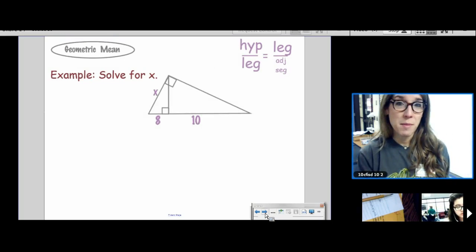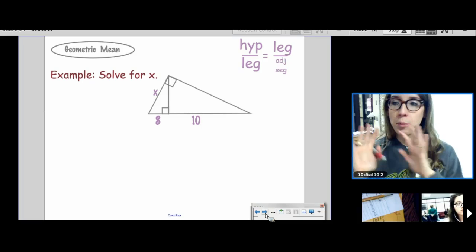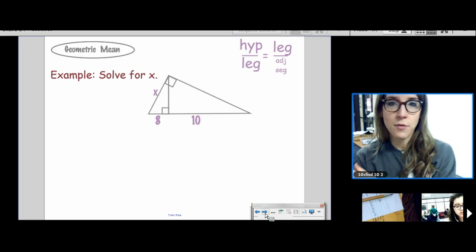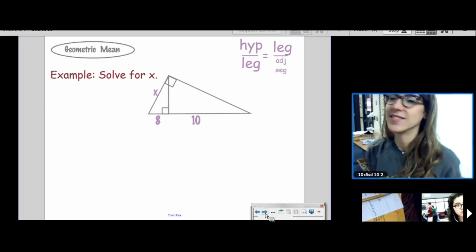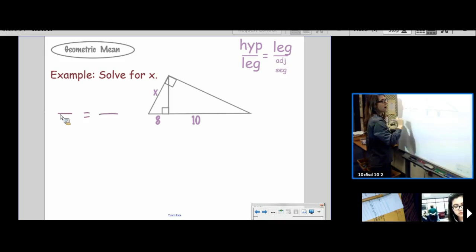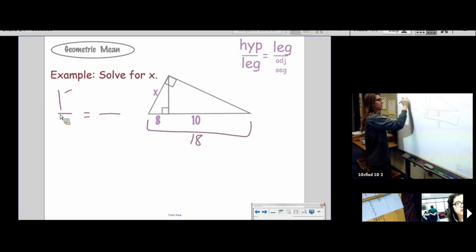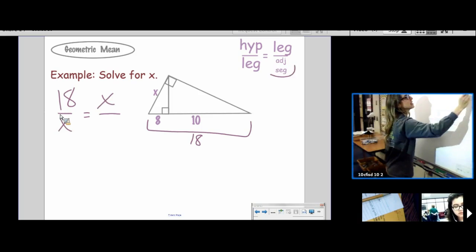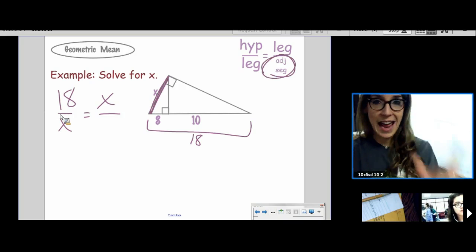Here's the wonderful news. We are not going to make you memorize these proportions. We just want you to know how to use them. So if I project this on the board, if I give you this formula, I just need you to know how to apply it. Yay! All right, let's do it. Hypotenuse over leg. Okay, so what is the hypotenuse? Be careful, you're having to add these together. Hypotenuse is 18 over leg equals leg over adjacent segment. If this is my leg, which segment is adjacent, the 8 or the 10?